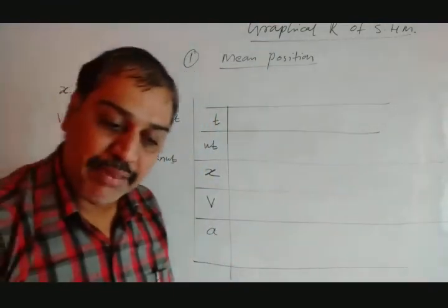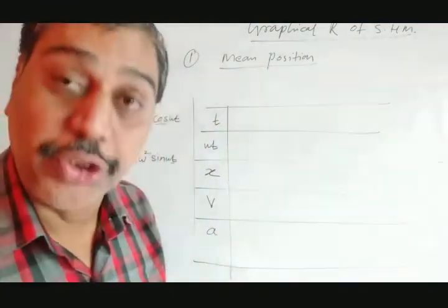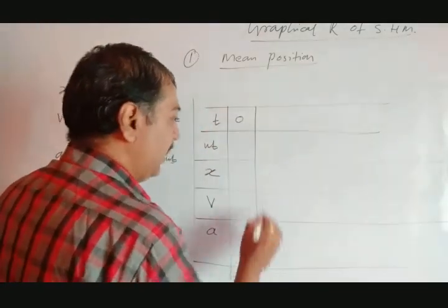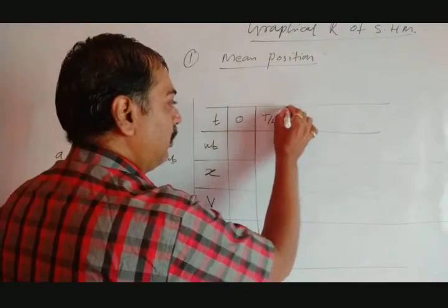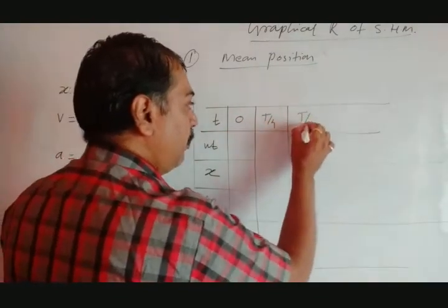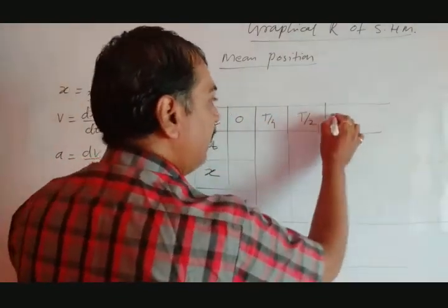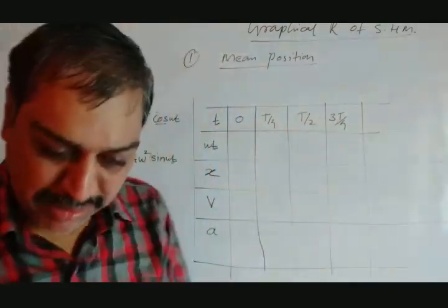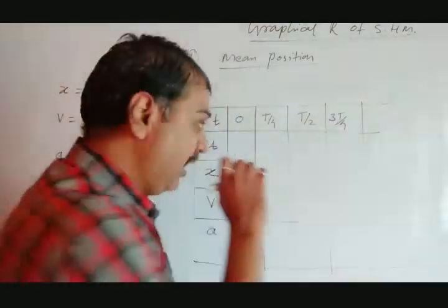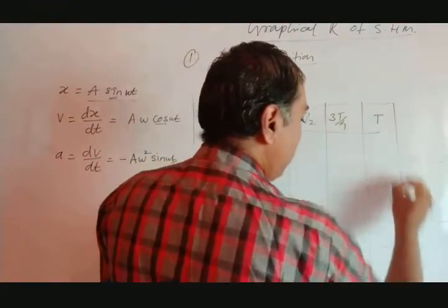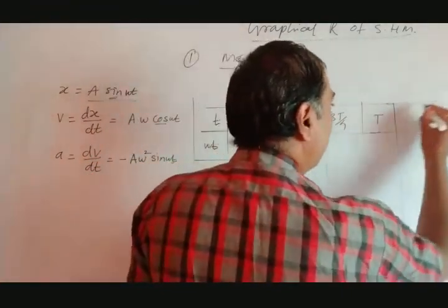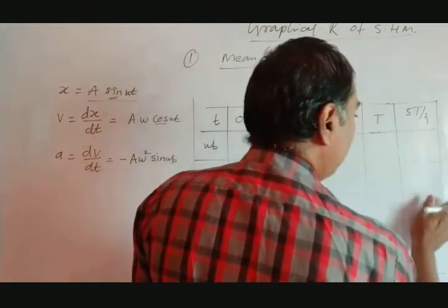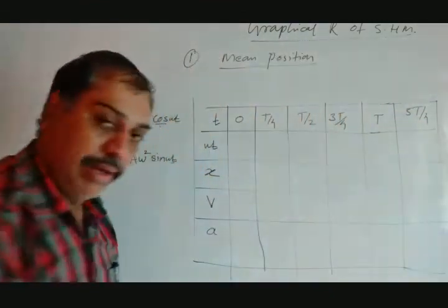Let's start with the time. Time can be changed as 0, T by 4. So it is 0 first. Then it may be T by 4. Then it may be T by 2. Then it will be 3T by 4. Then it will be T. Then it would be 5T by 4. So such things they try to explain here, and this would be the table.